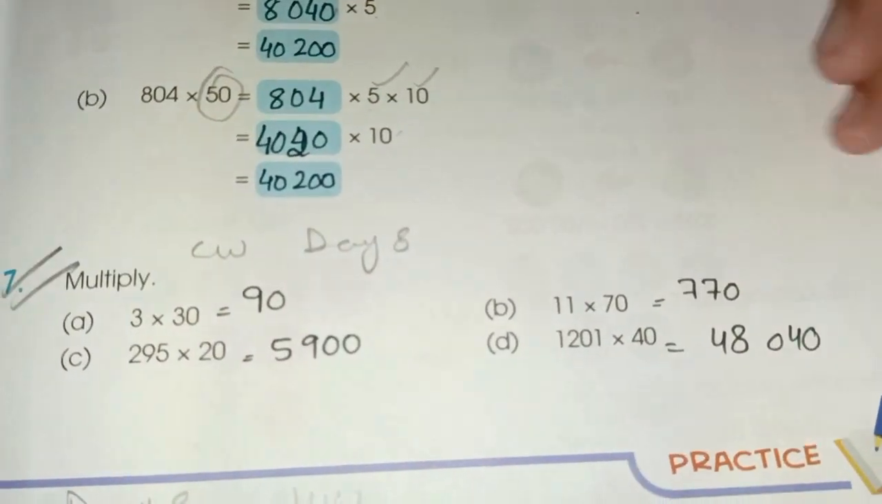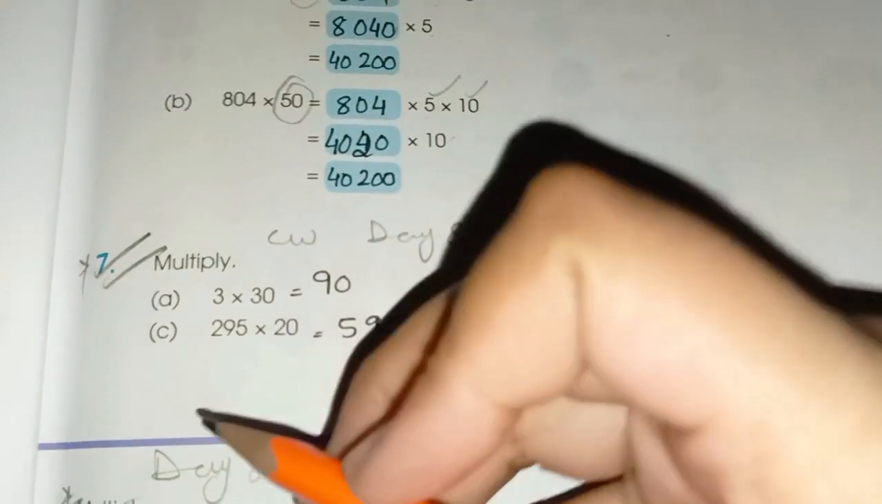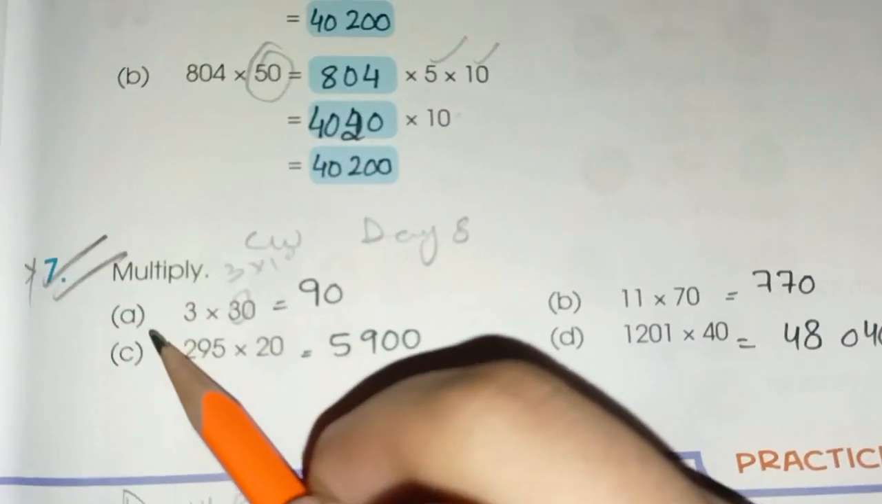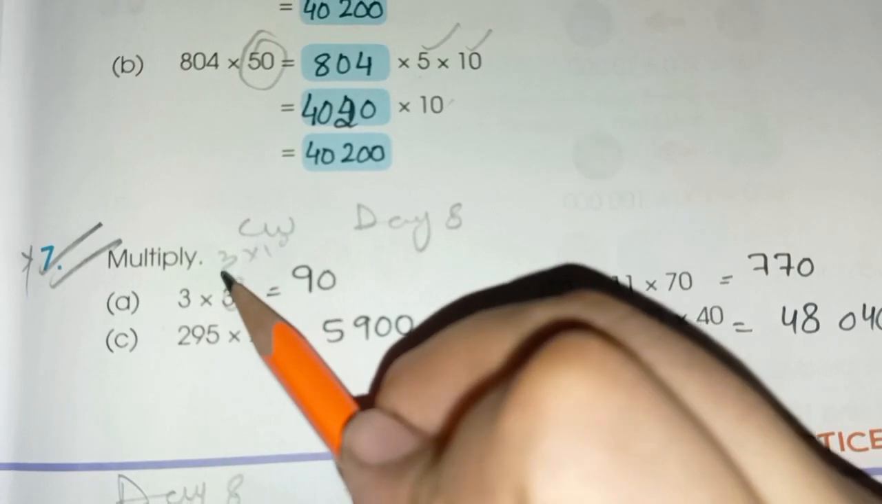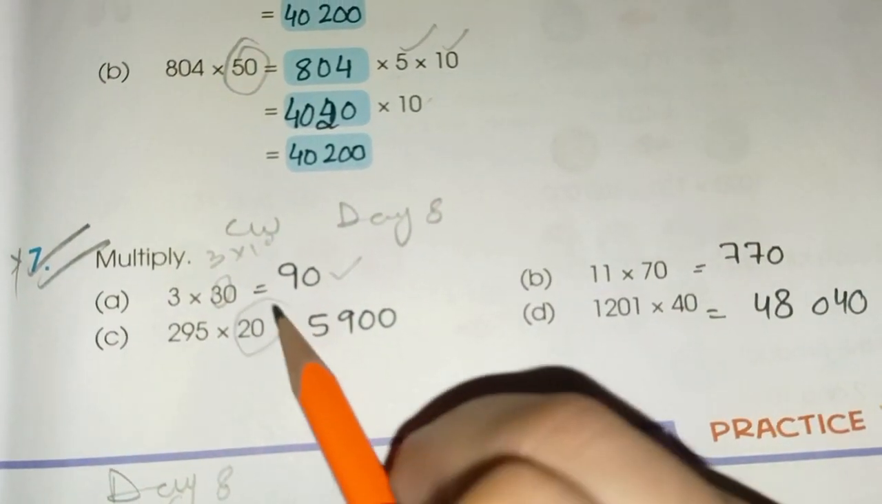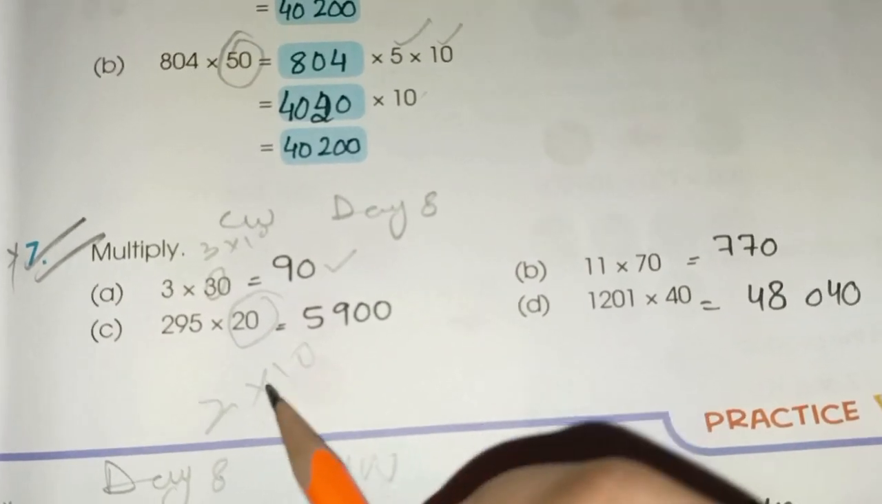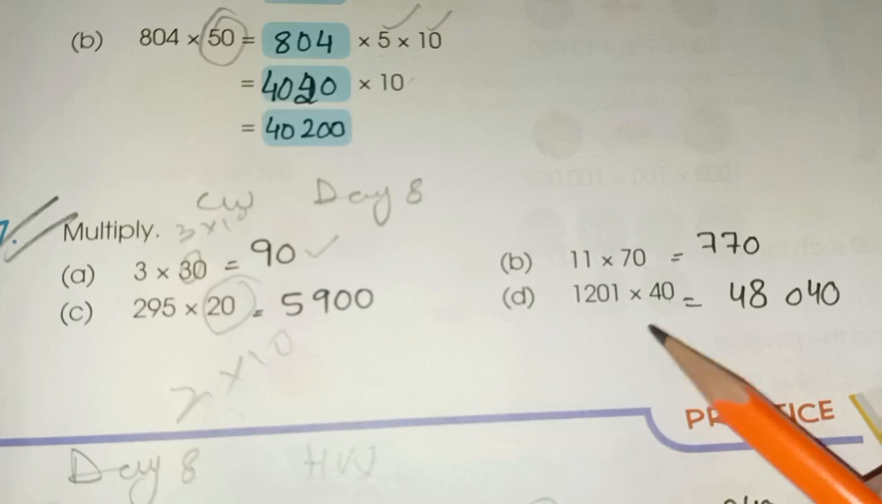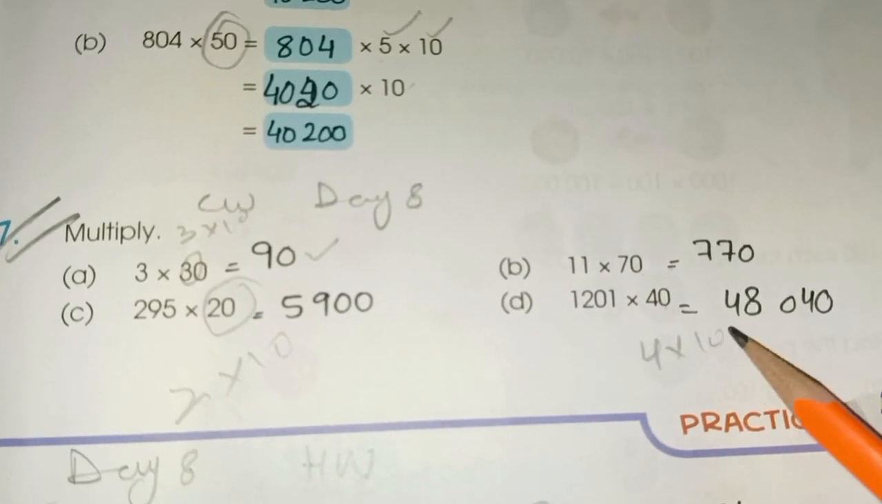Here we have the question, where we are going to break this 30 into 3 and 10. Then we multiply: 3 threes are 9. 9 multiplied by 10 is 90. Same as it is, we break this 20 into 2 and 10, this 70 into 7 and 10, this 40 into 4 and 10.